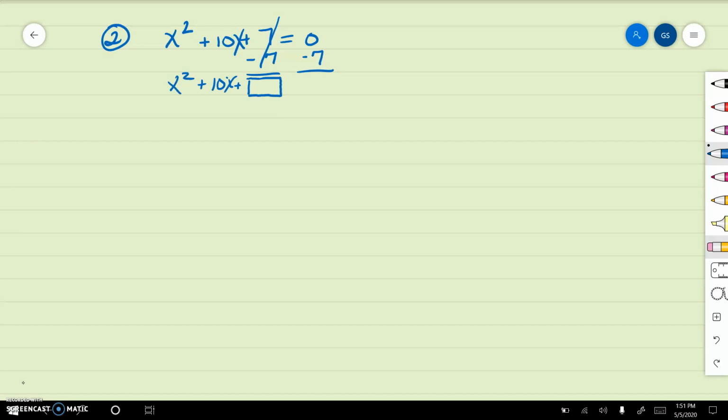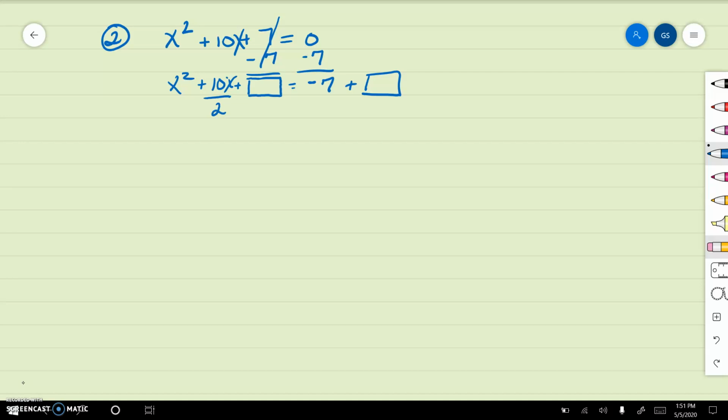Just bringing everything else down. And this is going to be 0 minus 7, which is negative 7. But if we added a box to the left, we have to add a box to the right. Okay, now here we go. We divide by 2. We divide the middle term by 2.